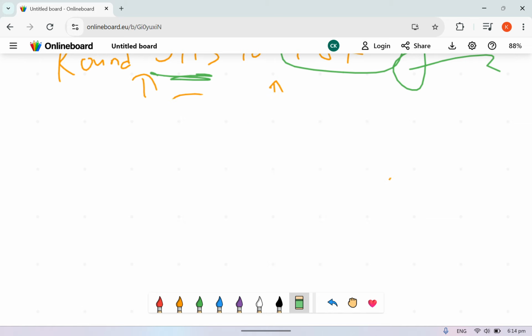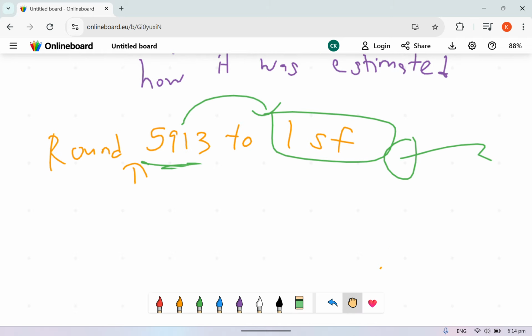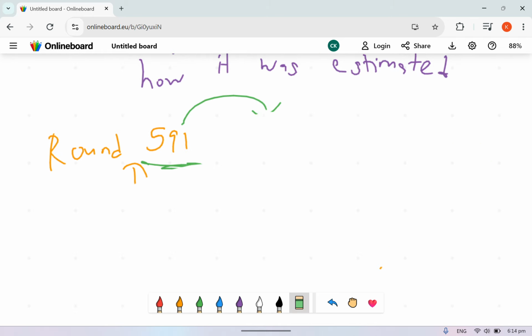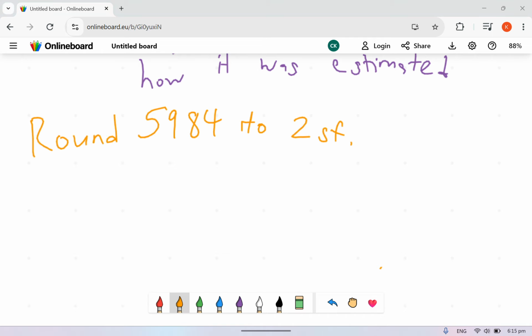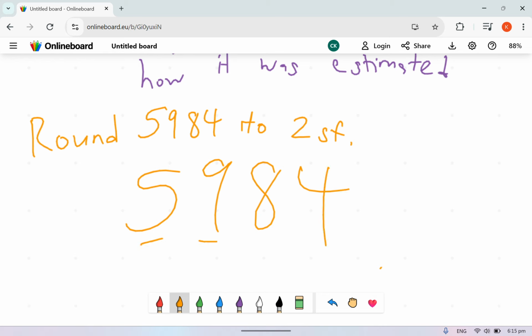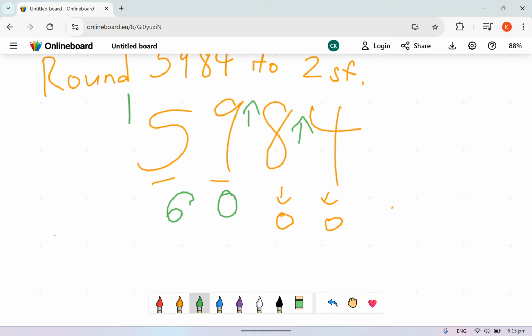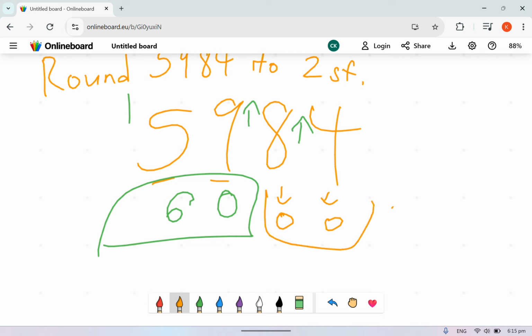Example number 2. This case is to two significant figures. Round 5,984 to two significant figures. So 1, 2. This is the necessary. These are all gonna turn into zeros. Now this is up. So this goes up to the 0. Notice how I differentiated the colors. This is a green, these are orange.